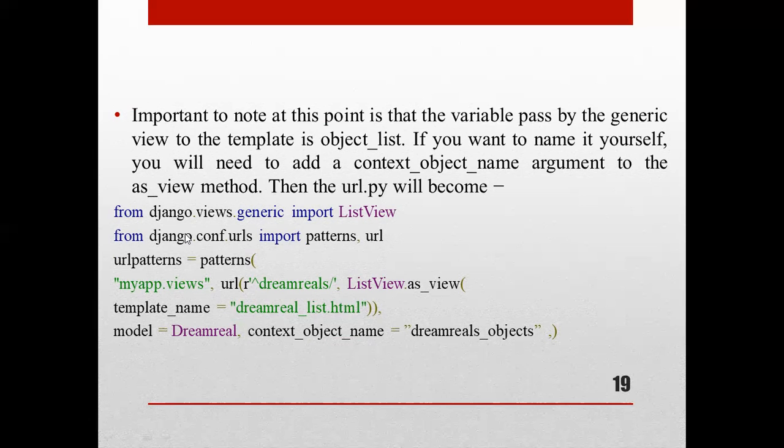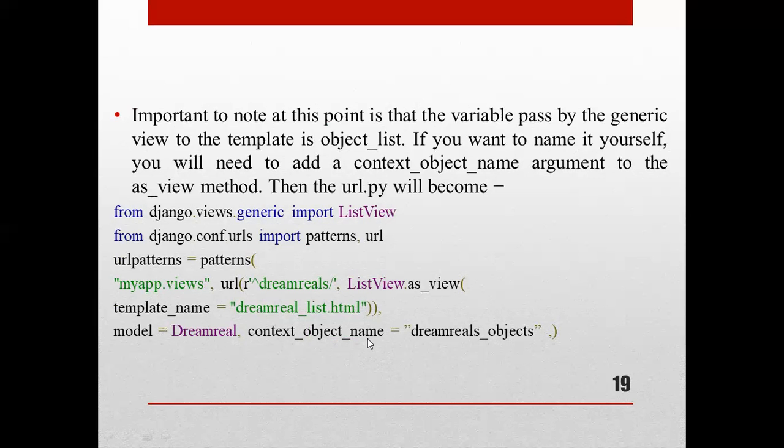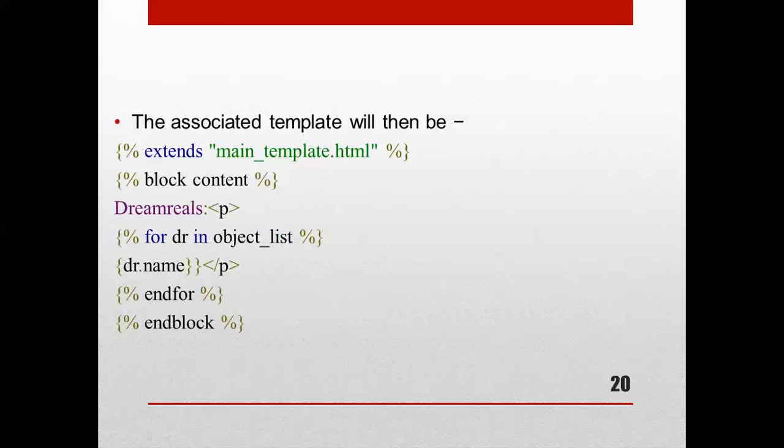See, these are all the same. You can just write model equals Dreamreal, and context_object_name equals dreamreal_objects. If you want to name it yourself like this, you have to add context_object_name as an argument to the url, context_object_name = dreamreal_objects. After that, the associated template will be like this. See, extends main template. This is the template file here.